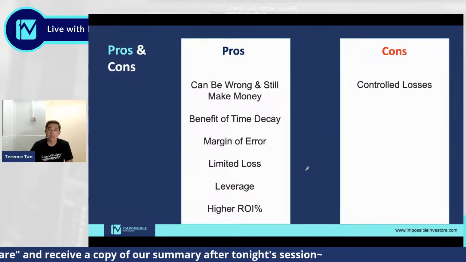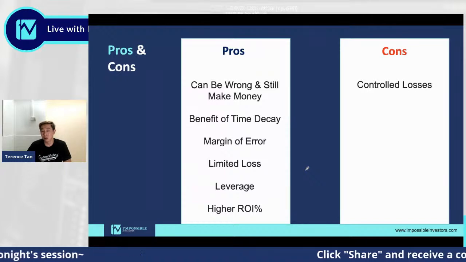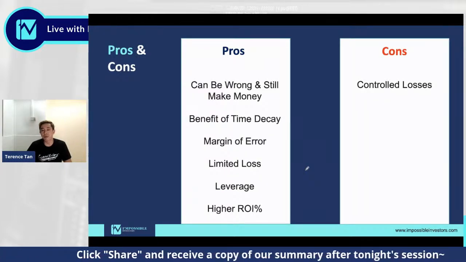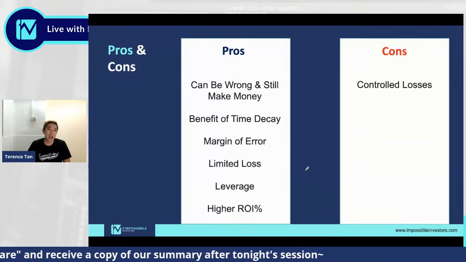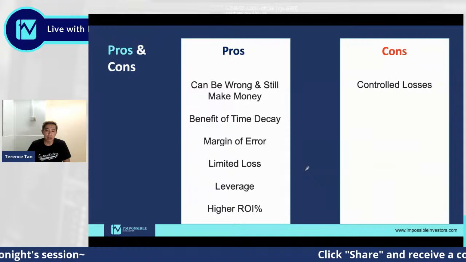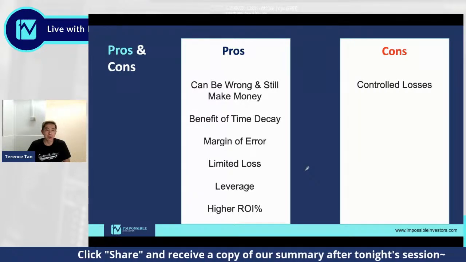Now, pros and cons. The pros, of course, moving on from market opening, moving on from last Friday, the same thing: you could be wrong and still make money. You have the benefits of time decay. You have margins of error. If you do it the conservative way, you have a limited loss tagged onto the strategy.